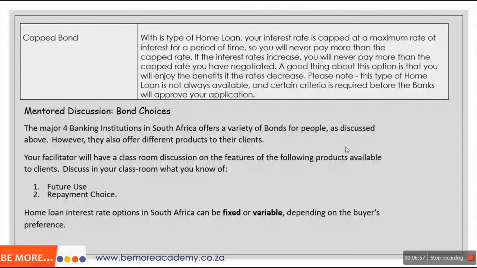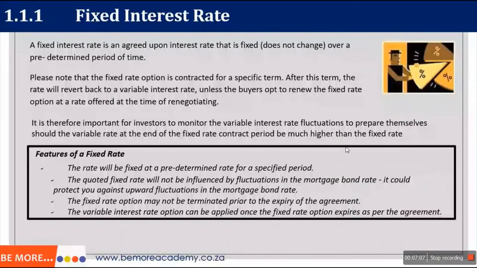Now, the fixed interest rate. A fixed interest rate is an agreed-upon interest rate that is fixed and does not change over a predetermined period of time. Please note that the fixed rate option is contracted for a specific term. After this term, the rate will revert back to a variable interest rate unless the buyers opt to renew the fixed rate option at the rate offered at the time of renegotiating. It is therefore important for investors to monitor the variable interest rate fluctuations to prepare themselves, should the variable rate at the end of the fixed rate contract period be much higher than the fixed rate.